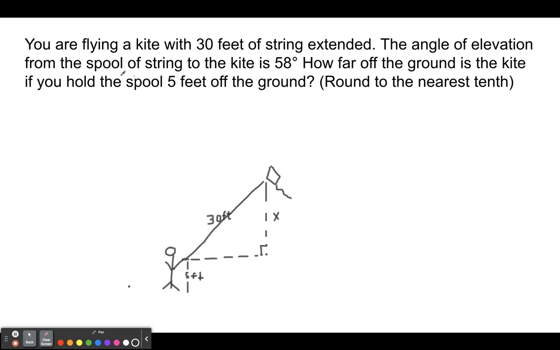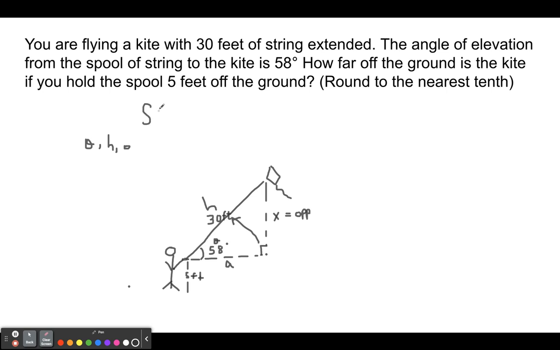And then from the spool to the string, we have an angle of 58 degrees. So you should be labeling this angle here 58 degrees. Okay. So given that information, if this is my theta, remember the right angle always points to the hypotenuse. And that means that this side is my adjacent, and x is going to be my opposite. Okay, so looking at what we have here in the photo, I know my theta, I know my hypotenuse, and I'm searching for my opposite.